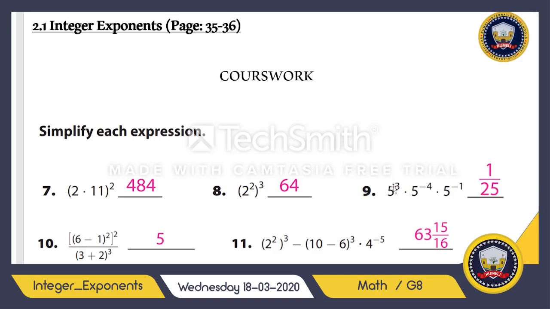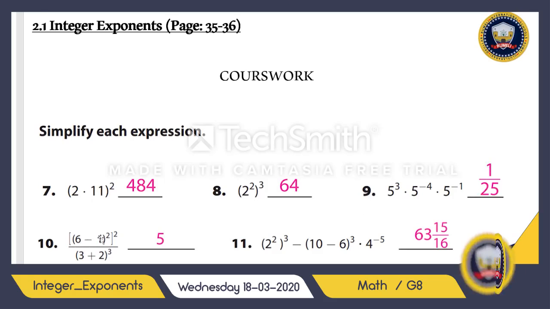5 to the power of 3 times 5 to the power of minus 4 times 5 to the power of minus 1. Okay, it is 5 to the power of 3 minus 4 minus 1. Minus 4 minus 1 is minus 5, plus 3, it's minus 2. So it's 5 to the power of minus 2, which is equal to 1 over 5 to the power of 2, which is 1 over 25.